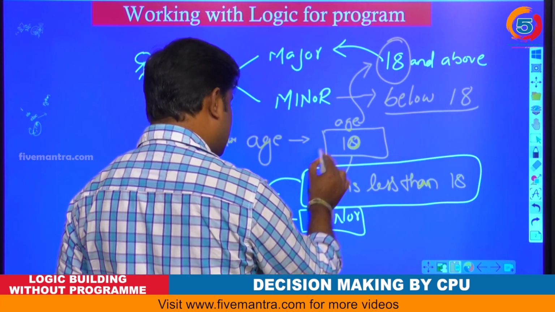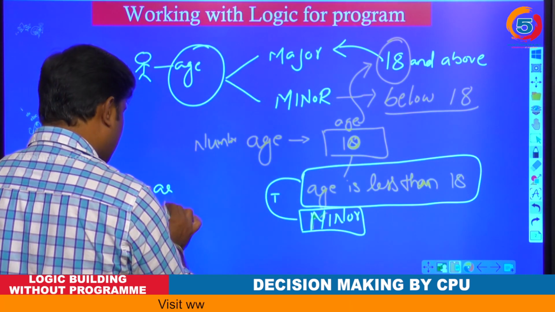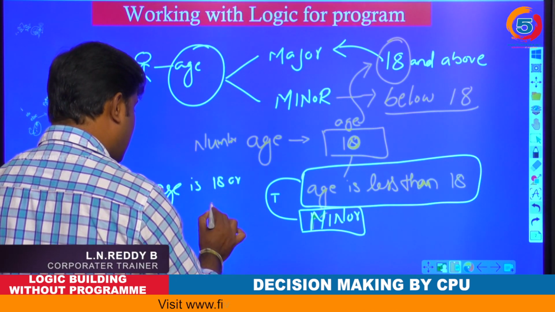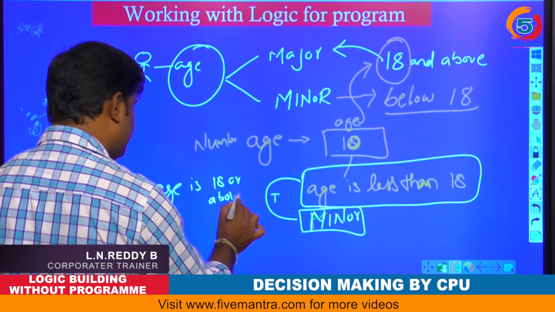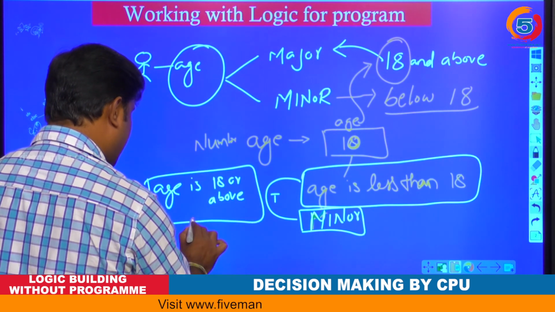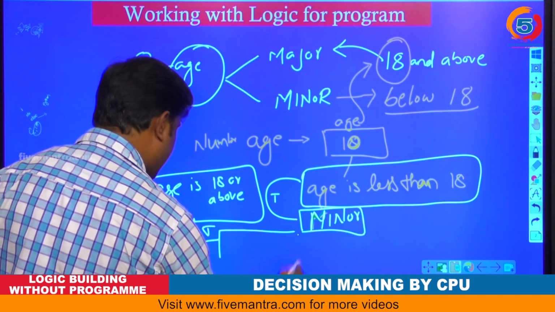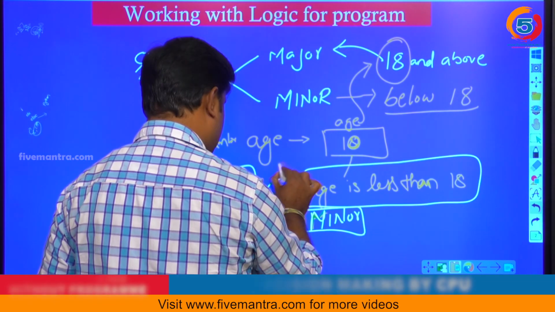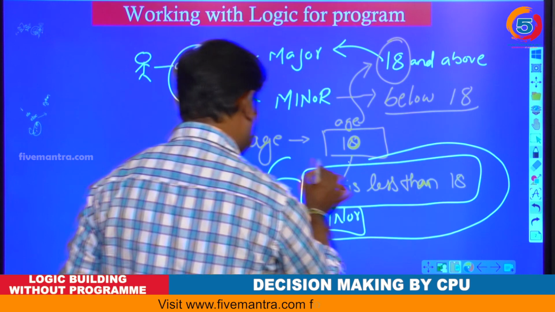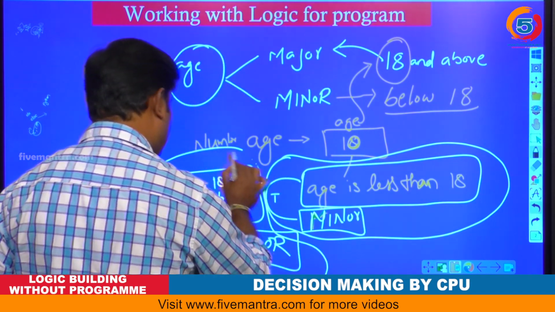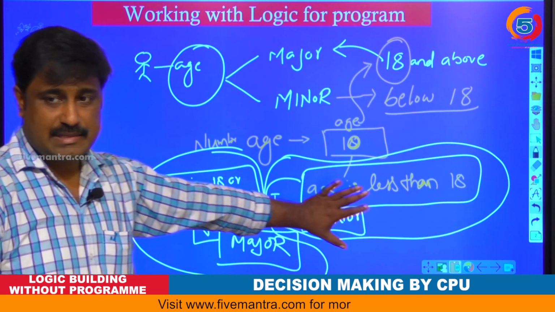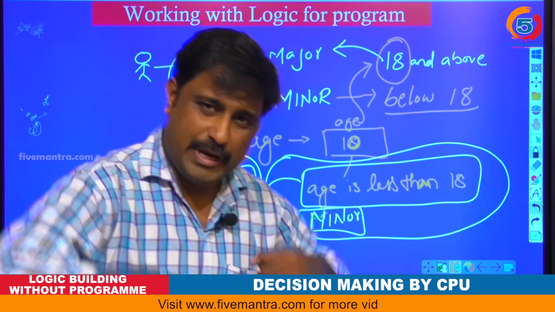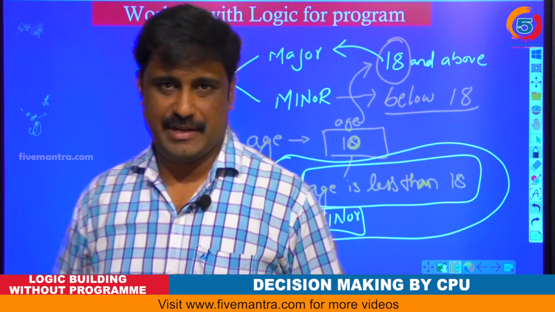If it is not true, means age is 18 or above, then if it is true, what we have to do is write major. This is the one segment, and this is the another segment. Two segments I have. This is simple, almost 90% of our work was completed.